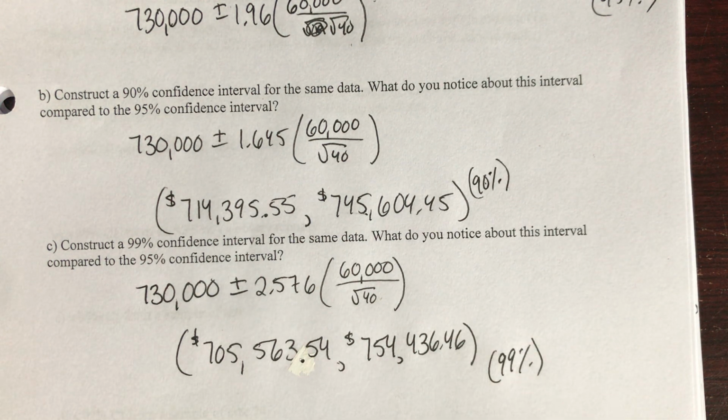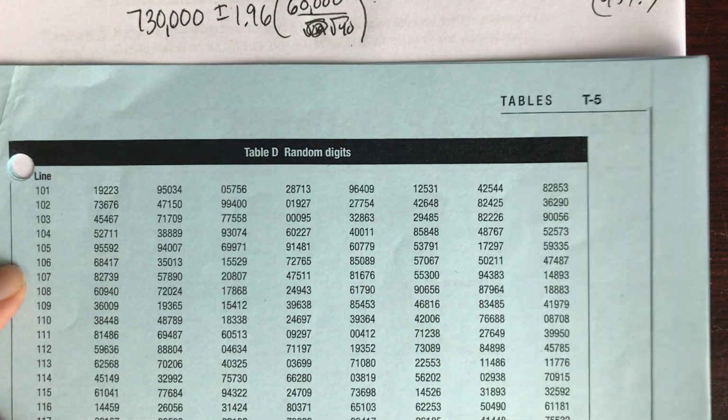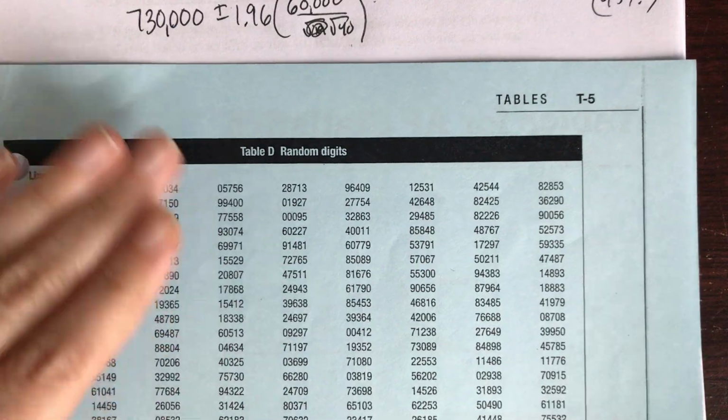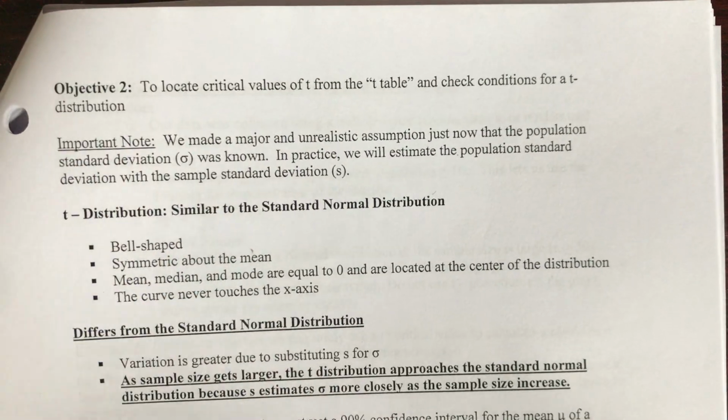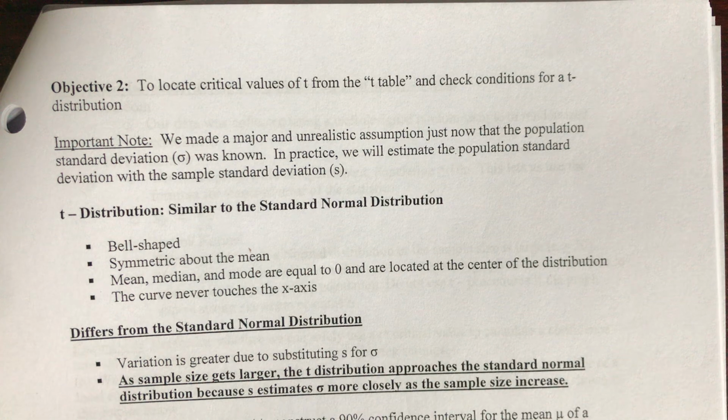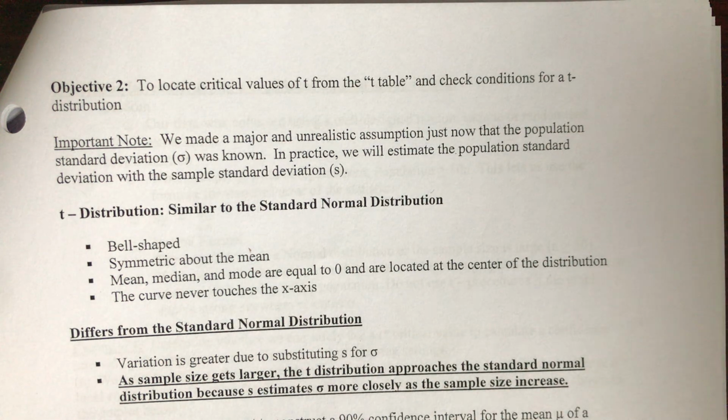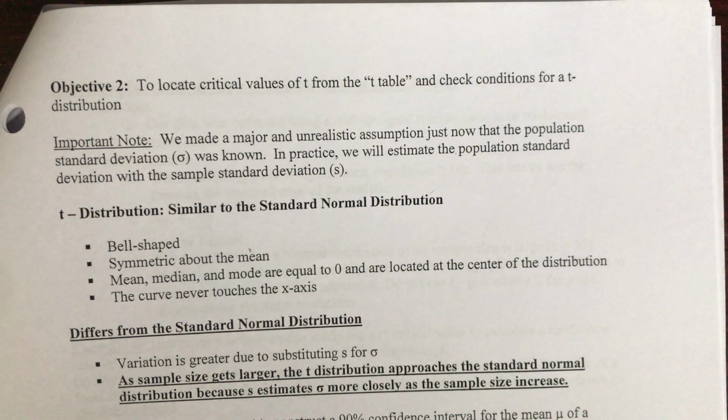Now what you need to do is grab this packet, guys. It's your light blue packet. We're going to learn a new table today, and that's going to show up on the next page. Objective 2 is that we want to be able to locate critical values of t from your t table, and we want to check our conditions for a t distribution.